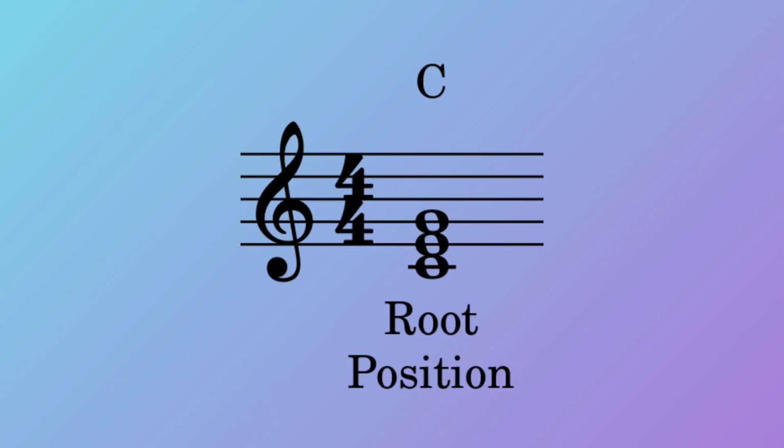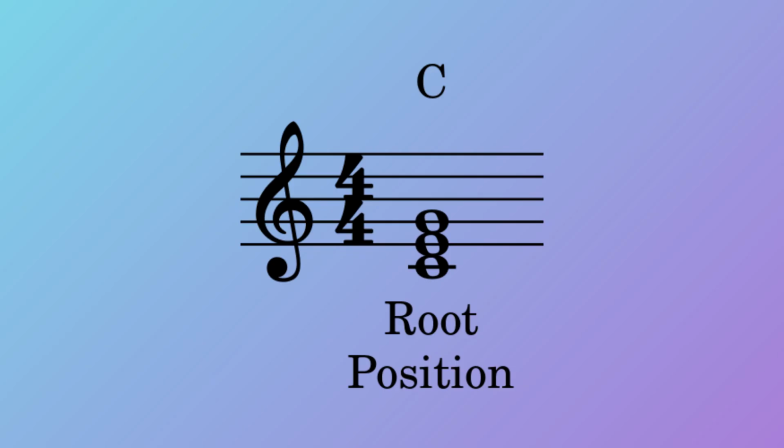Chord inversions are when we take a normal chord and rearrange the notes. Let's see how this works with a familiar chord, C major. When you think of C major, you probably think of it being in the order of C, E, then G. This is called root position because the root of the chord, in this case C, is on the bottom.